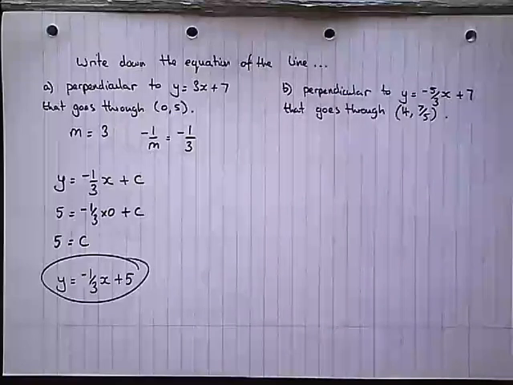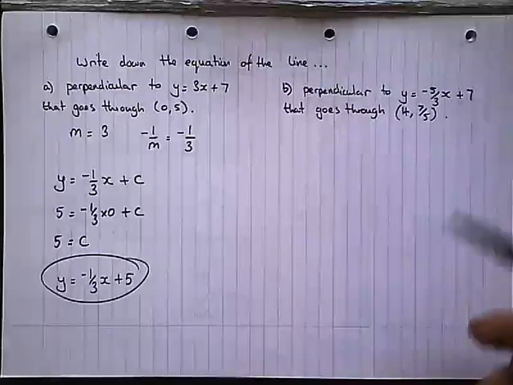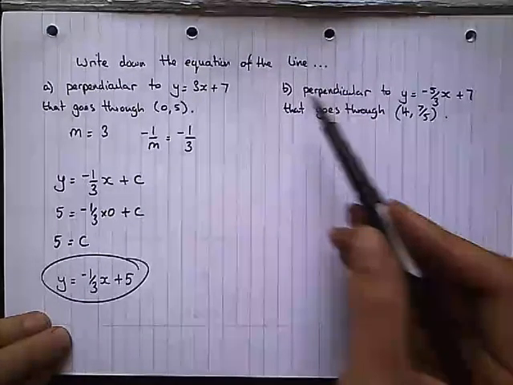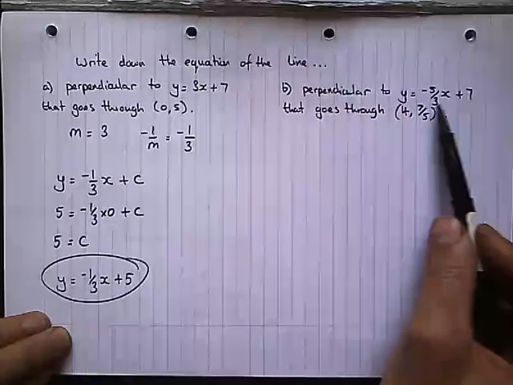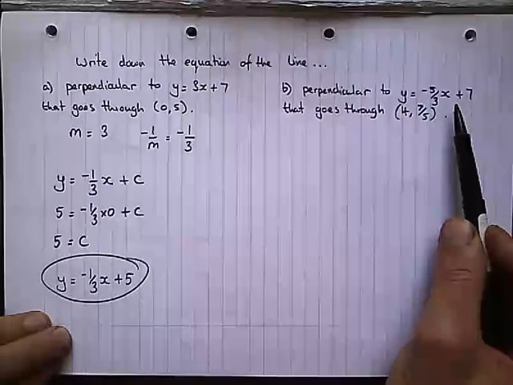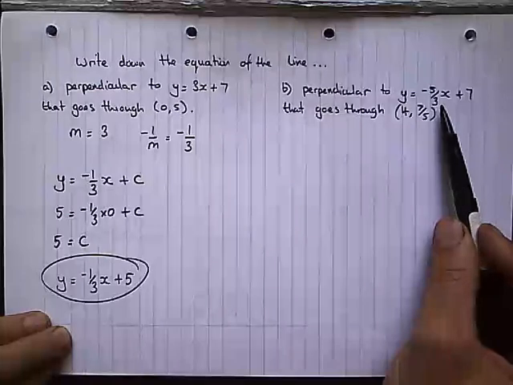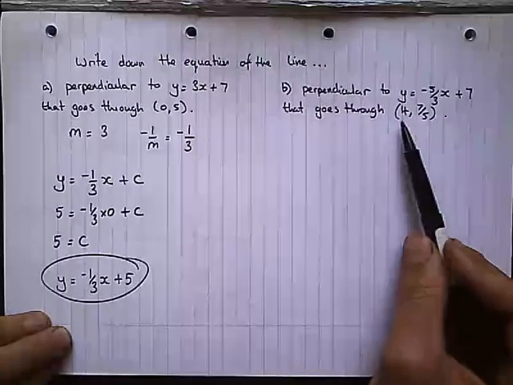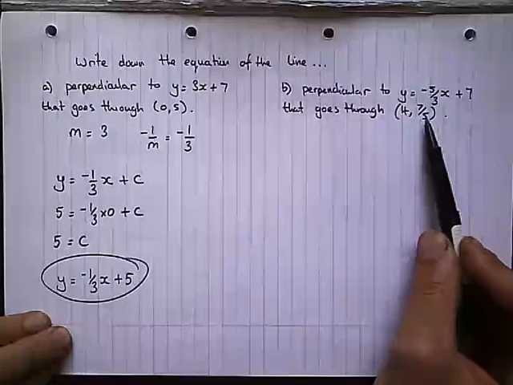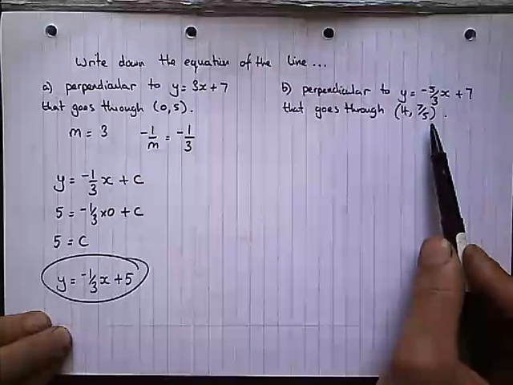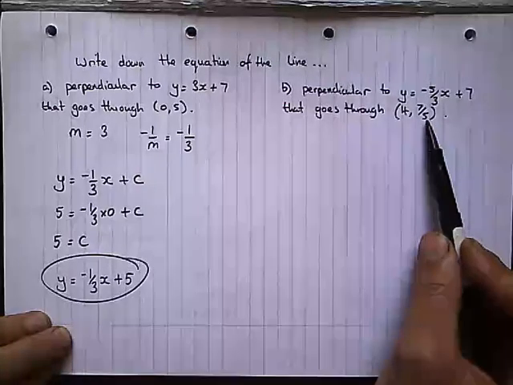Okay, let's go through another example. Write down the equation of the line perpendicular to this line with gradient minus 5/3, and it also goes through the coordinate 4, 7/5. Okay, x coordinate 4, y coordinate 7/5.